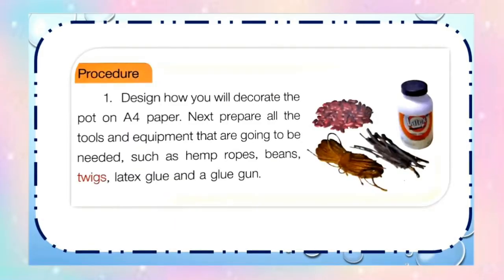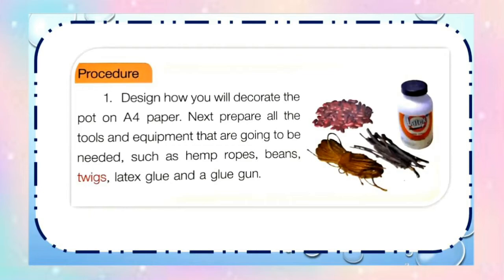Now let's start with the procedure, okay? The first one, design how you will decorate the pot on A4 paper. So you need to think first, okay? You need to draw or sketch on the paper. Next, prepare all the tools and equipment that are going to be needed, such as hemp ropes, pins, twigs, latex glue, and glue gun, okay? So you can add more tools or materials that you want to design your pot with.